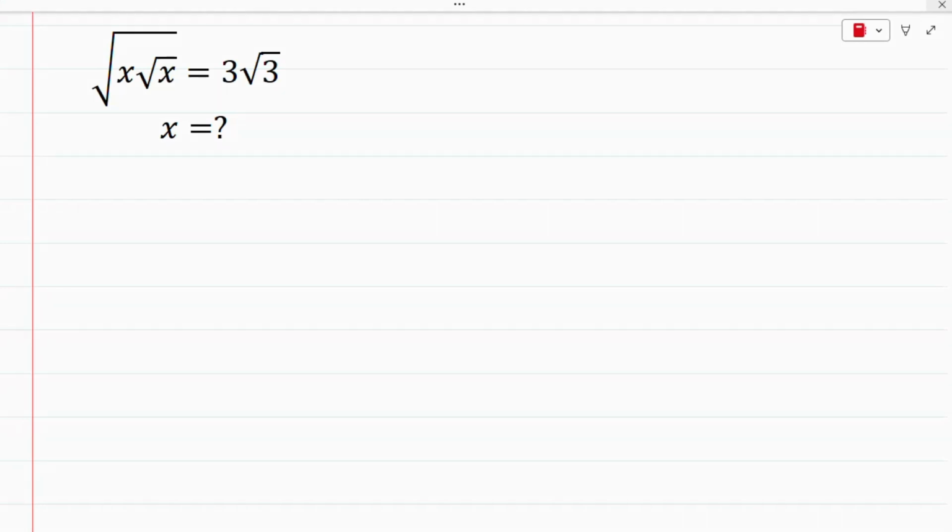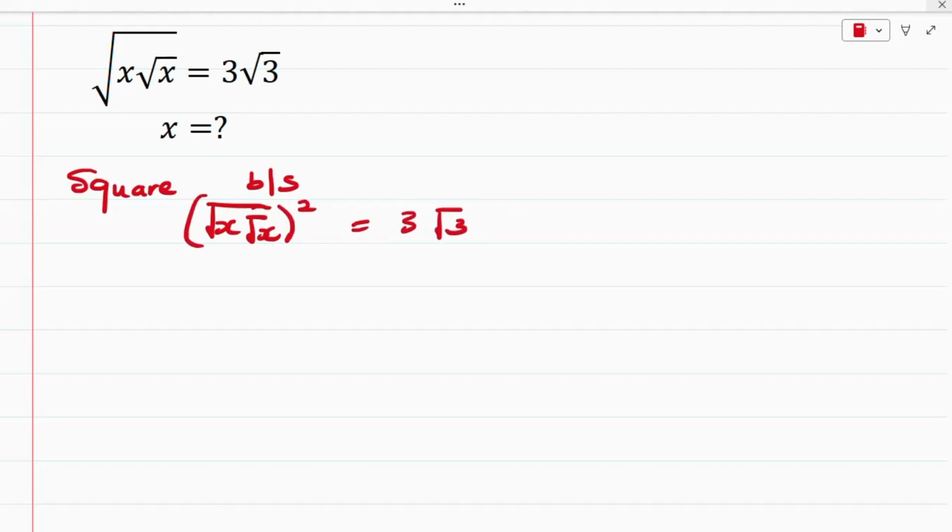Right here we have this nice square root math problem and we are to solve for the value of x. So the first thing, guys, we want to do right here is to simply square both sides. So we have the square root of x times the square root of x is equal to 3 root 3. So all we have to do is to simply square both sides.